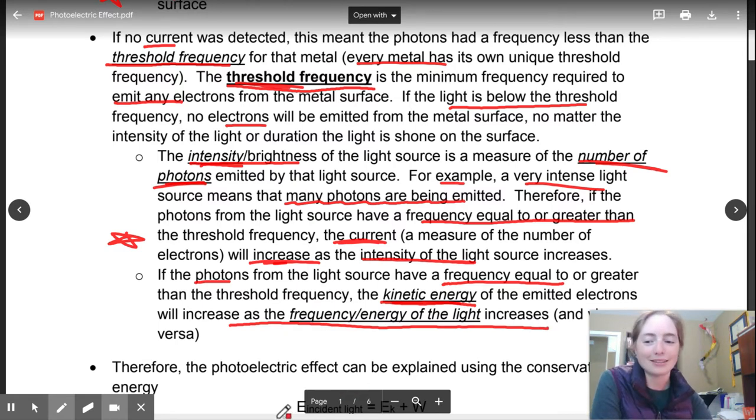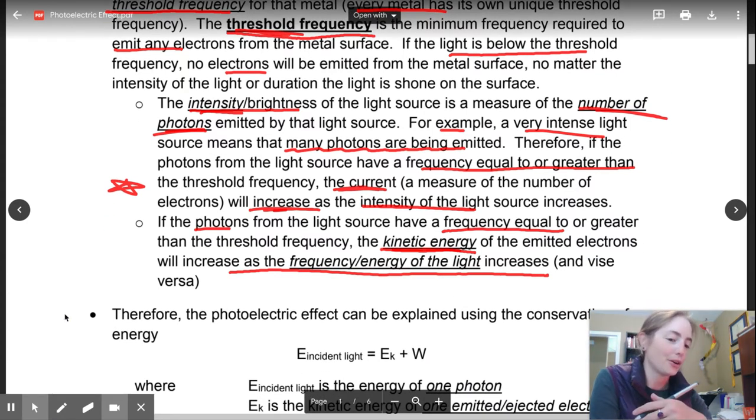Here, the energy of the photon is independent of the number of photons. The energy is dependent on the frequency of the light coming in. Remember that when you increase the frequency of light, you increase the energy of the light, the same way gamma rays have more energy than radio waves. So, ladies and gentlemen, we can use the law of conservation of energy to solve photoelectric effect problems.